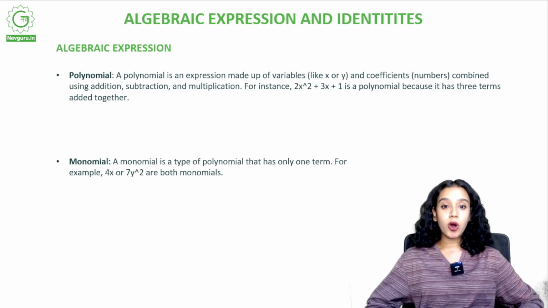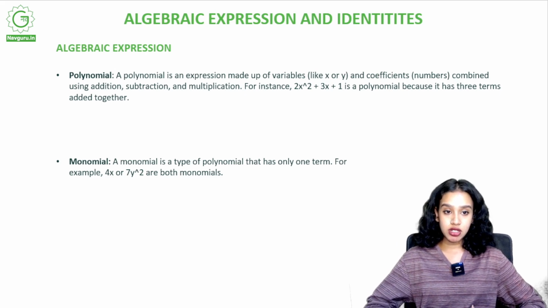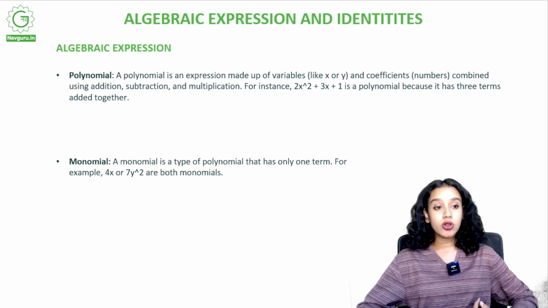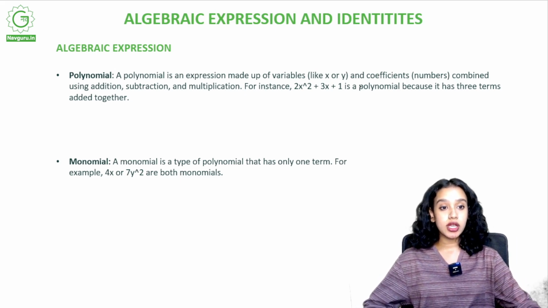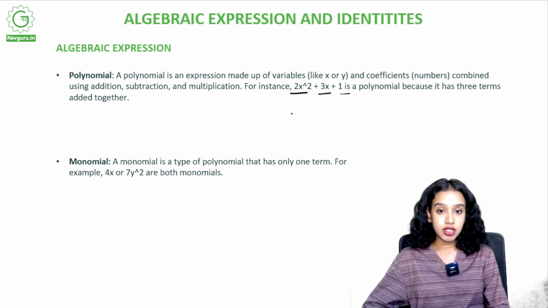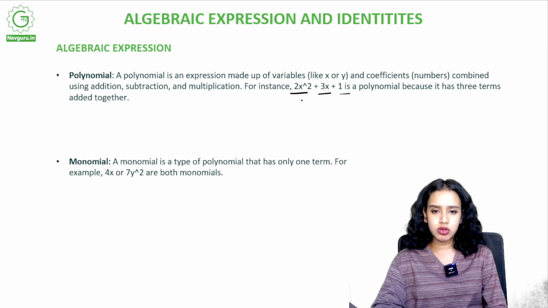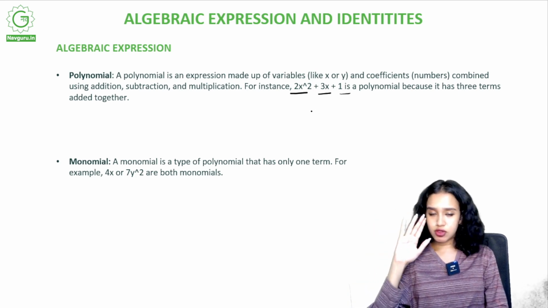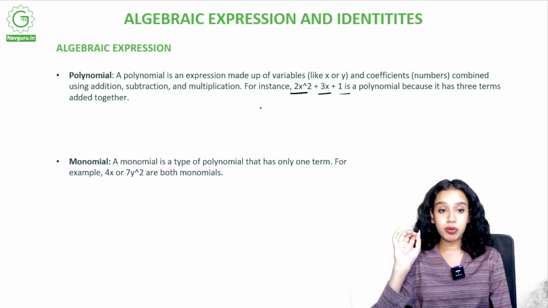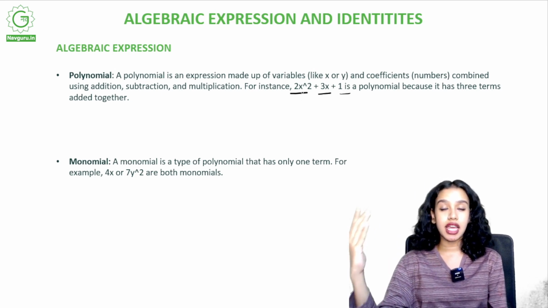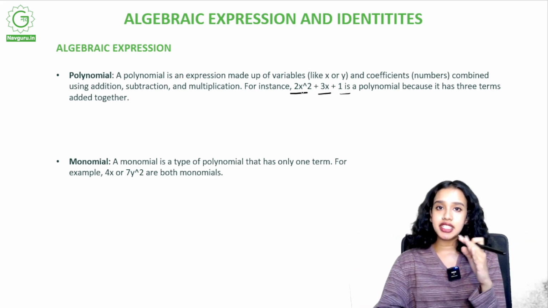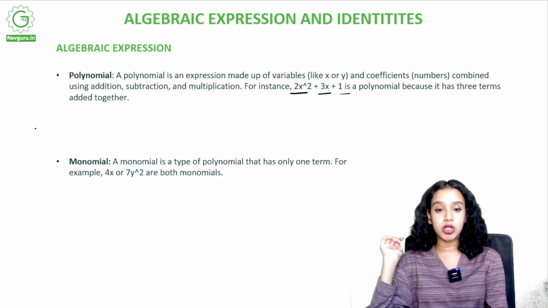Now, polynomial. A polynomial is an expression made up of variables like x or y and coefficients, combined using addition, subtraction and multiplication. For instance, 2x square plus 3x plus 1 is a polynomial because it has 3 terms added together. It could be 3 or more terms, or even two terms, or one, it doesn't matter. We could call it a polynomial when we have a variable and a coefficient together with operations going on, like addition, subtraction, multiplication, division, right?